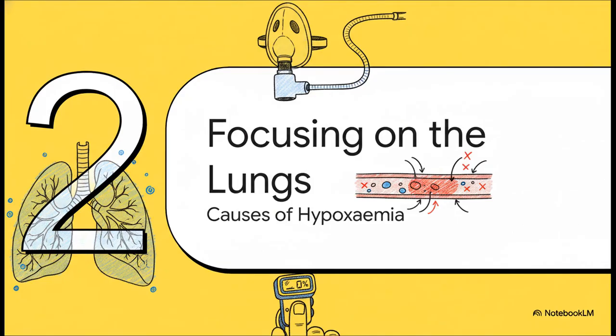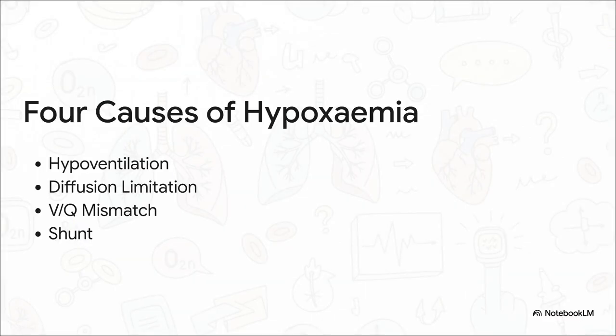Okay, for the rest of our time here, we're going to really focus in on the big one, the one you'll be managing all the time in the OR, hypoxemic hypoxia. This is all about what's going wrong inside the lungs. So when we're talking about hypoxemic hypoxia, there are really four main culprits. You've got hypoventilation, pretty straightforward, you're just not breathing enough. Then diffusion limitation. There's a problem getting O2 across that membrane between the air sac and the blood.